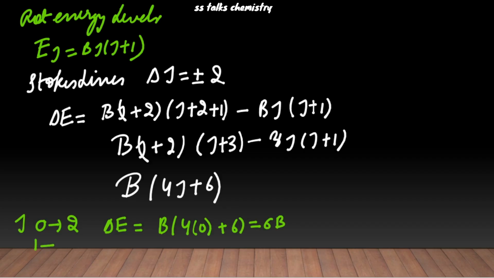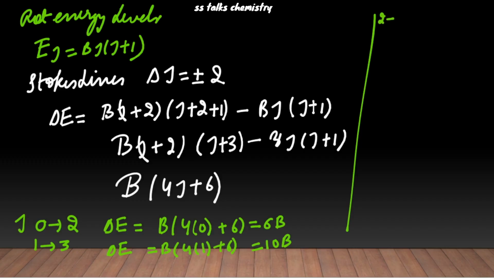Similarly, from the first level also it is possible, that will be to the third one. In that case, delta E value will be B into 4 into 1 plus 6, that becomes 10B, right? Similarly, from the second level also it is possible, from the second to the fourth it will be going, so delta E value will be B into 4 into 2 plus 6, right? So 8 plus 6, that is 14. 14B is the gap you will be having.